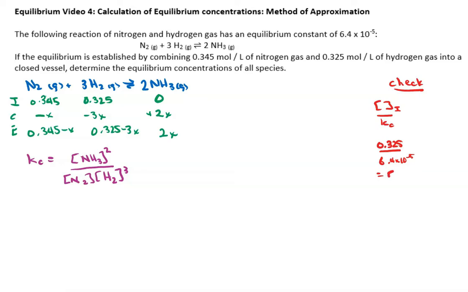So in this example, I take my initial concentration of hydrogen, and the reason that I'm taking that is because it undergoes the largest change, but it also has the lower initial concentration. And I divide it by my equilibrium constant. I see that this is much greater than 500. So as a result, what I can say is that 0.345 minus x is going to be approximately equal to 0.345, and 0.325 minus 3x is going to be approximately equal to 0.325.